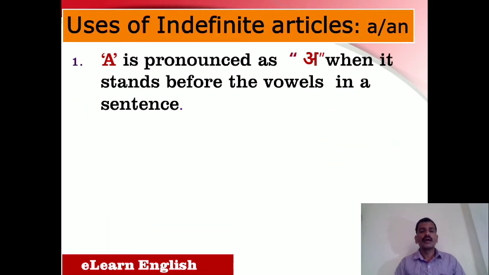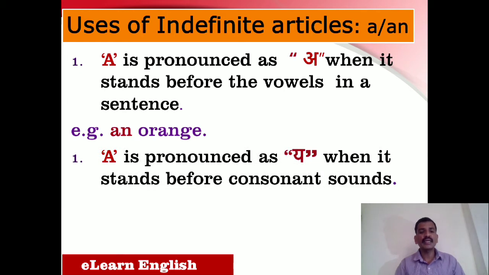Then the use of indefinite articles a and an we are going to see. Number one is, an is pronounced as an when it stands before the vowels in a sentence. Try to understand, very important. Let us see the example. For example, an orange. Now here orange starts with the vowel letter. That's why here we can call it an orange.